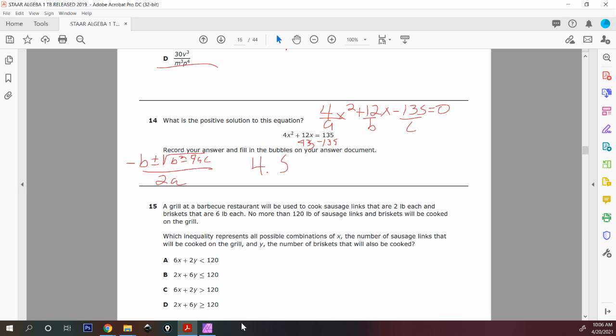Now, the formula says plus and minus. You're supposed to do it twice, one time with a plus and one time with a minus. But one of those gives me a negative number, and notice it says positive solution. So I just want the 4.5. Because this is griddable, it has to be a decimal, by the way, because griddable ones you can't write as a fraction.